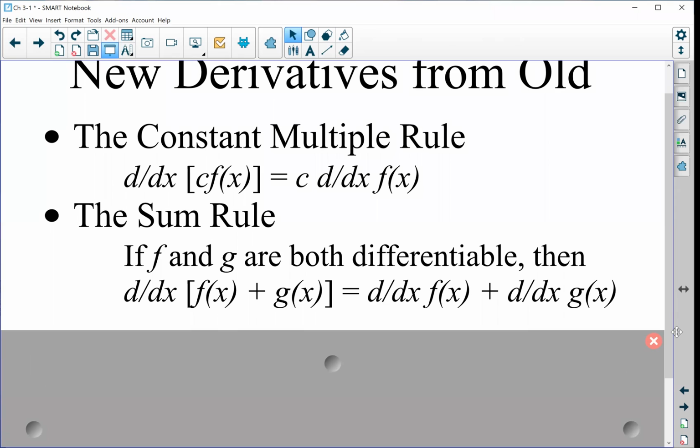If we have function f and function g, and they are both differentiable, then the derivative of the sum is the derivative of the first function plus the derivative of the second function.